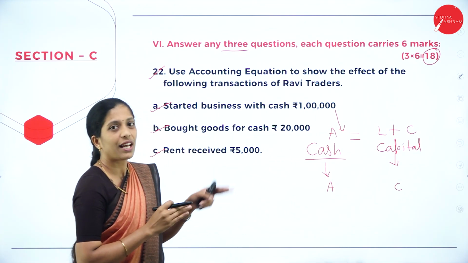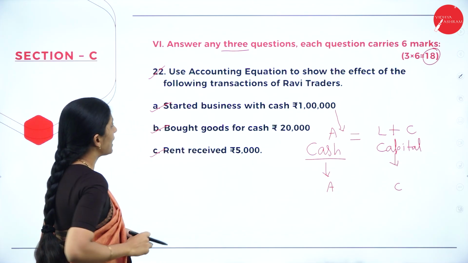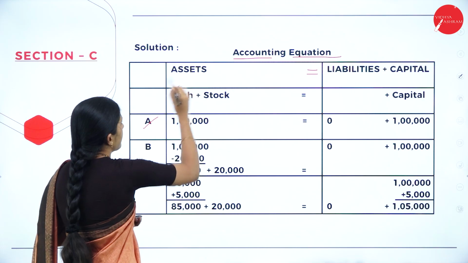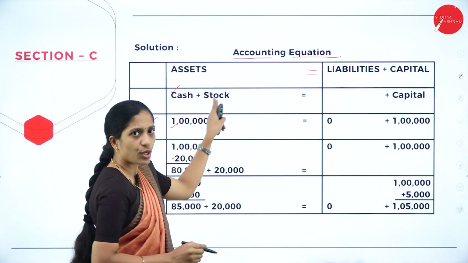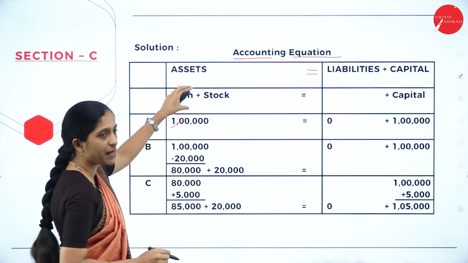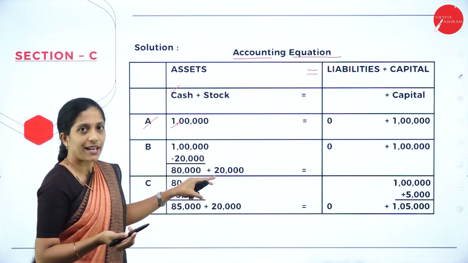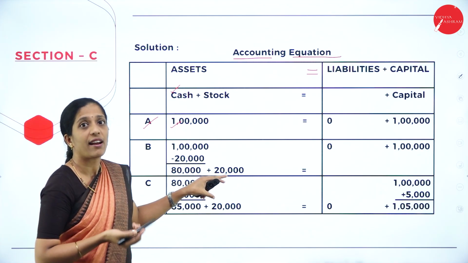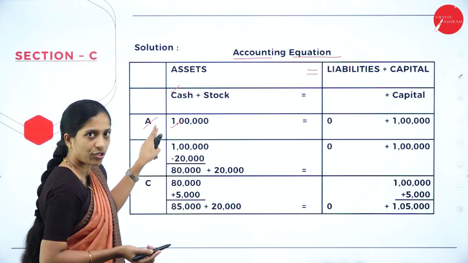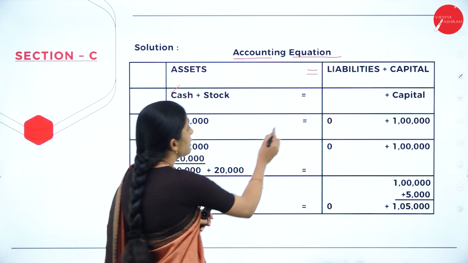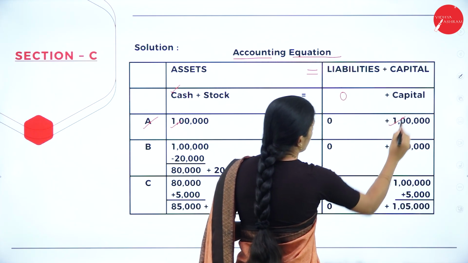This is how the effect will be. You have to show the effect in the form of the accounting equation. A new asset has come into the business, that is cash, 1 lakh rupees. This you will not write here. You have to leave some space here so that whatever effect takes place in each and every transaction, you will write here. So cash in transaction A: cash 1 lakh is equal to liability 0 plus capital. Capital is how much? 1 lakh.